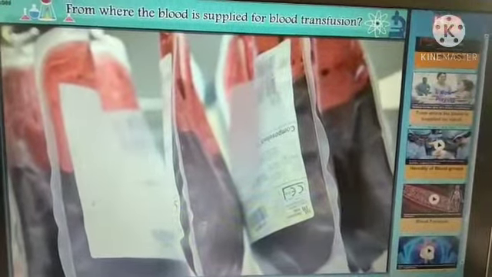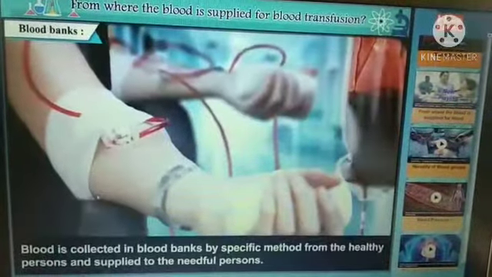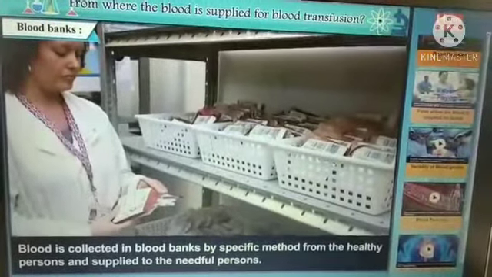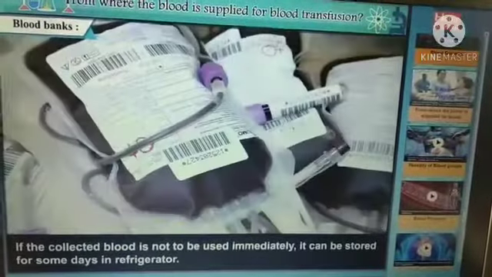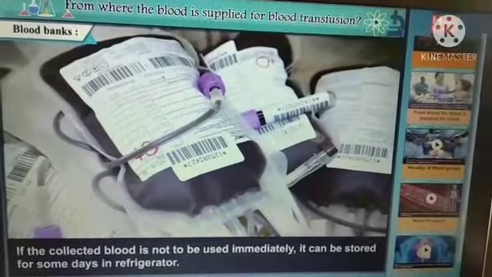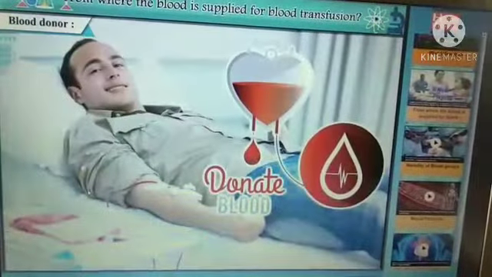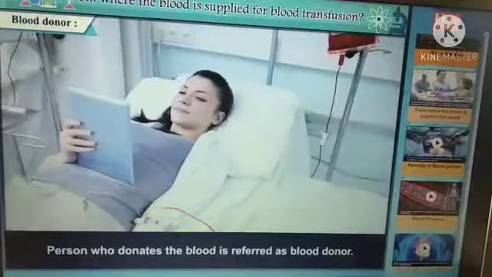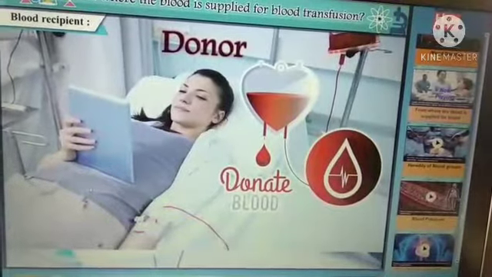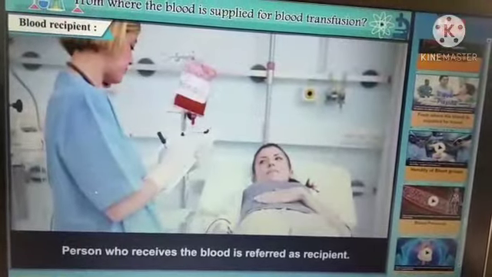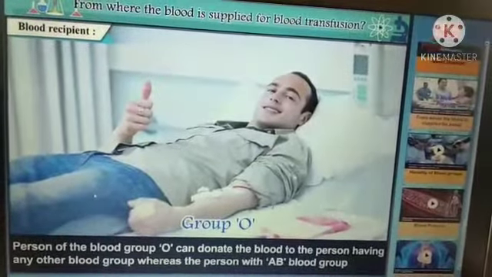From where is the blood supplied for blood transfusion? Blood banks. Blood is collected in blood banks by specific methods from healthy persons and supplied to the needy persons. If the collected blood is not to be used immediately, it can be stored for some days in a refrigerator. Blood donor. A person who donates the blood is referred to as a blood donor. Blood recipient. A person who receives the blood is referred to as a recipient.